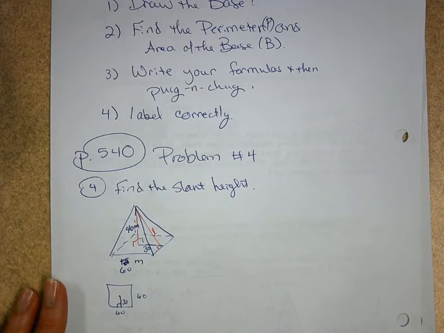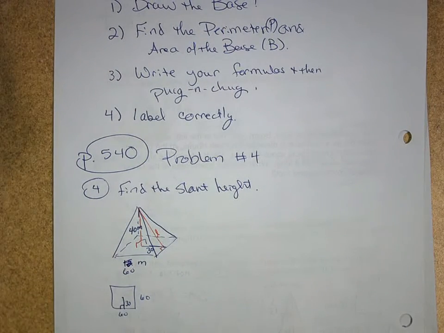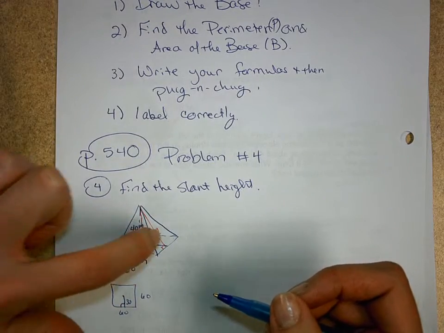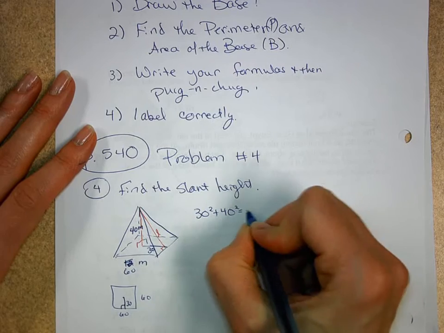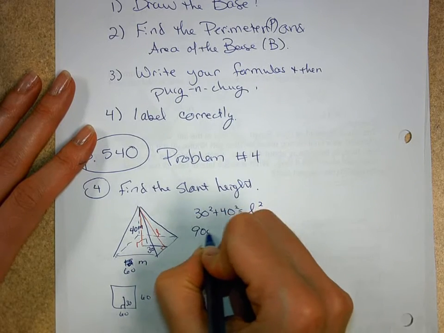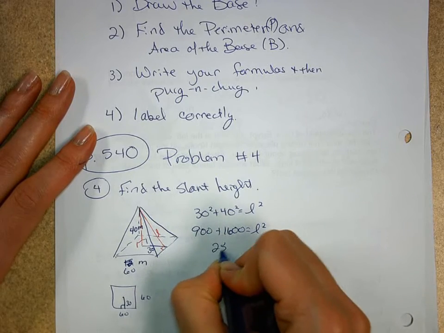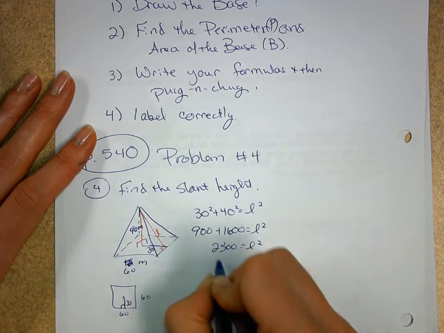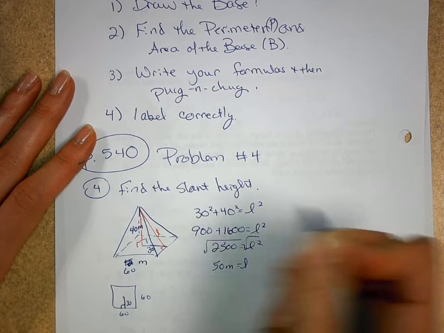So that's 30. So now I plug it into the Pythagorean theorem to solve for the side. Leg squared plus leg squared equals hypotenuse squared. So 30 squared plus 40 squared equals our slant height squared. And if you do this, many of you would recognize, probably without having to do the work, that your slant height is really 50 meters.